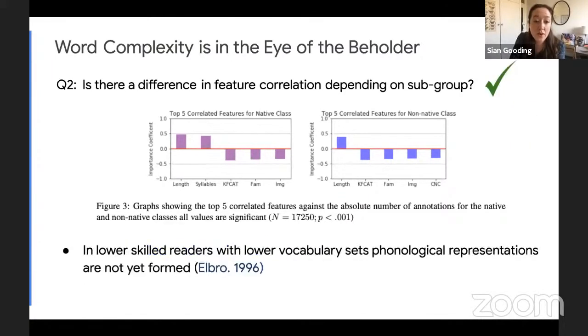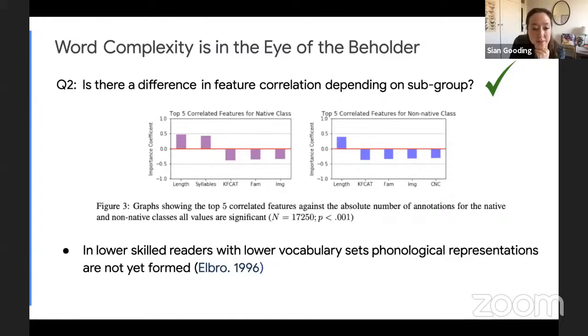And then the final thing, looking at this, if you look between the two, a lot of them are very similar. You've got the length, you've got this KF-CAT, and you've got psycholinguistic aspects as well. However, in the native class, the number of syllables correlates much more highly. In fact, in the non-native class, this doesn't even come into the top half of features. That's quite a distinct difference between these two.